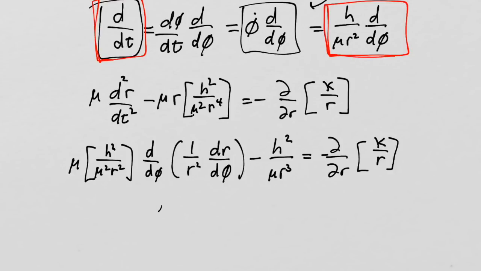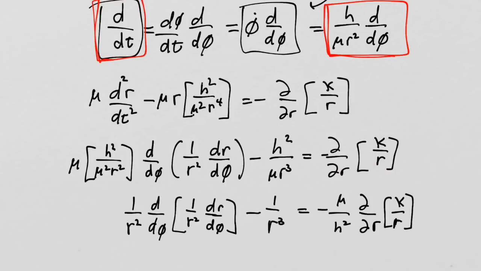So let's do that. I think what will happen here is a lot of these h squareds over mu r's will go away. So let's just clean it up. And if I did everything correctly, this is the simplified version of it. This is essentially the same thing with a bunch of these h's, mu's and r squareds pushed over to this side. Now notice this side still has a derivative with respect to r.